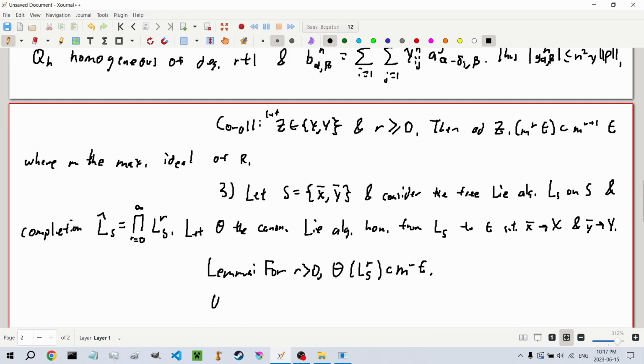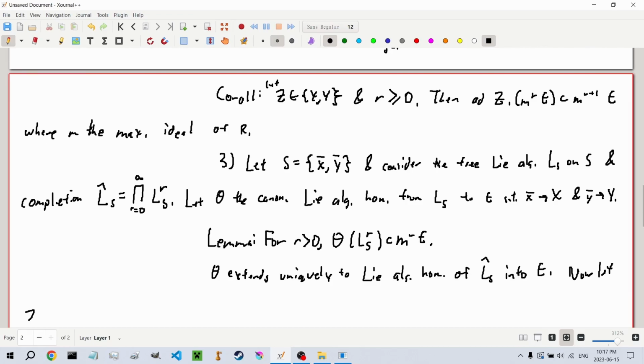And we get from this, we know theta extends uniquely to a Lie algebra homomorphism of the completion of our free Lie algebra into E. Now let Z bar in the completion of the free Lie algebra on S be the unique element such that e to the x bar times e to the y bar is equal to e to the z bar. And we let f be theta of z bar.